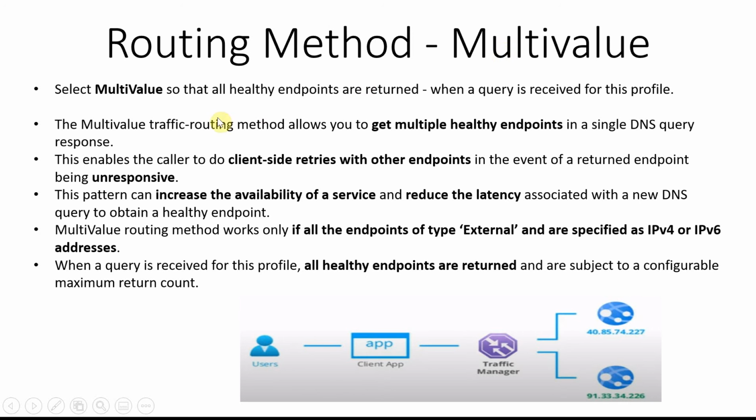The many will be based on the health parameters. Let's say both these endpoints are healthy, so it will send the IP addresses of both these endpoints. And now the client has to make a decision where to route the traffic. This is not a very common requirement, but there will be cases where I'm interested in sending my traffic only to healthy endpoints, and I want you to return all the healthy endpoints, and the client will make a choice. So if that is your requirement, then multi-value is your option.